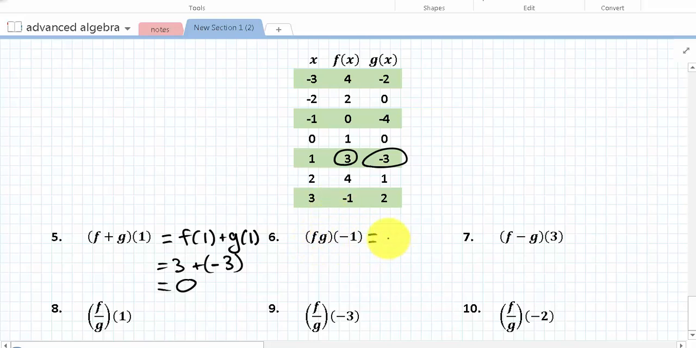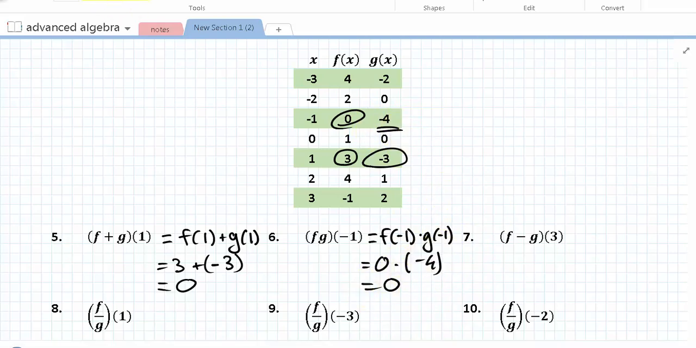F times g at negative 1. By definition, it is f at negative 1 times g at negative 1, right? So what is f at negative 1? 0. Well, hey, I know what the product is going to be, right? It's going to be 0. Doesn't matter what g at negative 1 is. But g at negative 1 is negative 4. And so, as I said, it is 0. Okay? Again, very, very simple.